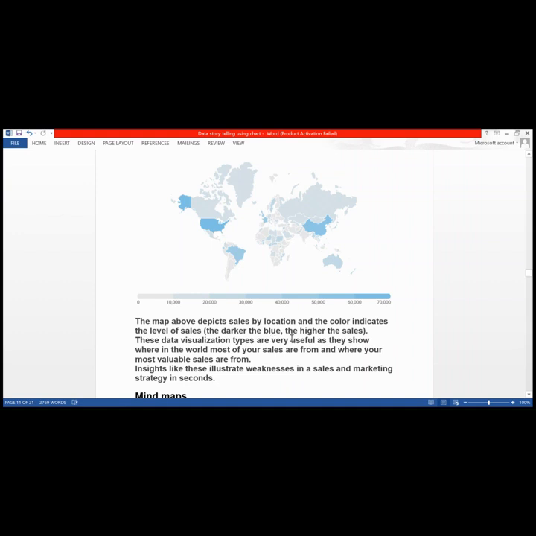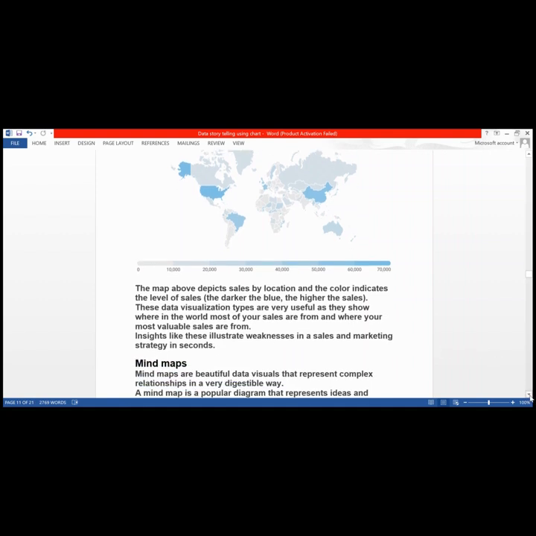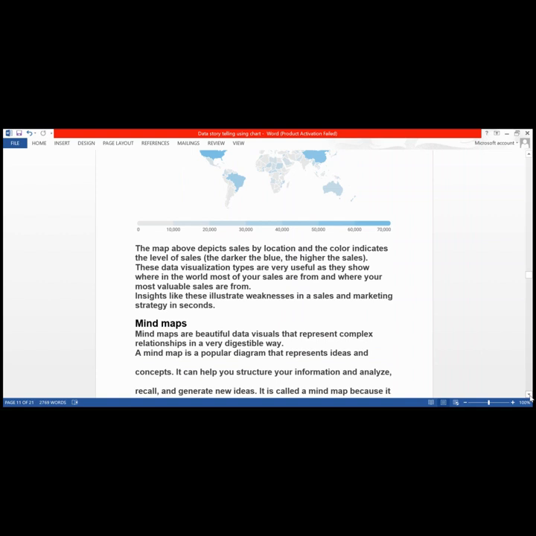The darker the blue, the higher the sales. These data visualization tools are very useful as they show where in the world most of your sales are from and where your most valuable sales are from. Insights like this illustrate weaknesses in the sales and marketing strategy.